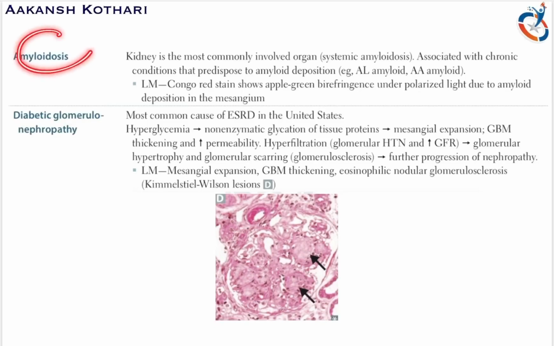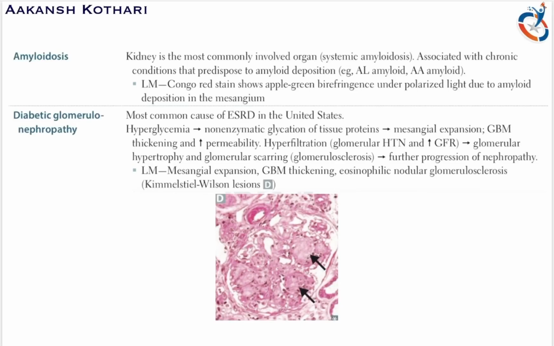Now, this deposition of protein can lead to various kidney complications, and it is detected by apple green birefringence under the polarized light. Okay, there is an apple green birefringence under polarized light. This is due to the deposition of this amyloid in the mesangium. I'll cover amyloids in a separate module. So let us just talk about diabetic glomerulonephropathy.